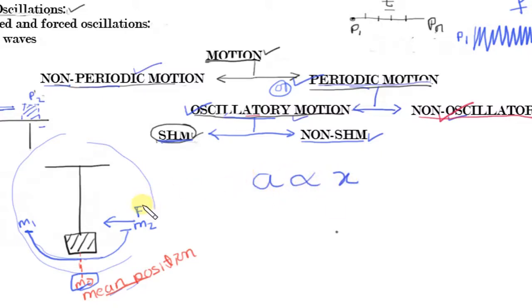So if we increase the force, acceleration will be increased. Once the acceleration is increased, displacement also increases. If the force is decreased, then acceleration also decreases. Once the acceleration is decreased, at the same time there will be a decrease in displacement. That's why we say that acceleration is directly proportional to x. This is what we learned in this video on SHM.